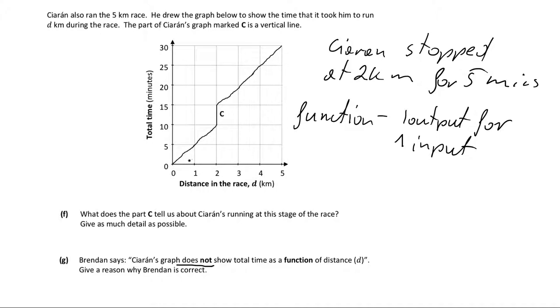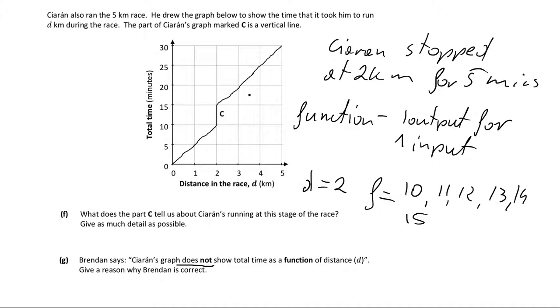Our inputs are usually on the horizontal axis and our outputs are on the vertical axis. So for distance equal to 2, we have the following outputs: 10, 11, 12, 13, 14, 15, and everything in between. So there's an infinite number of outputs for one input. And if that's the case, this is not a function.